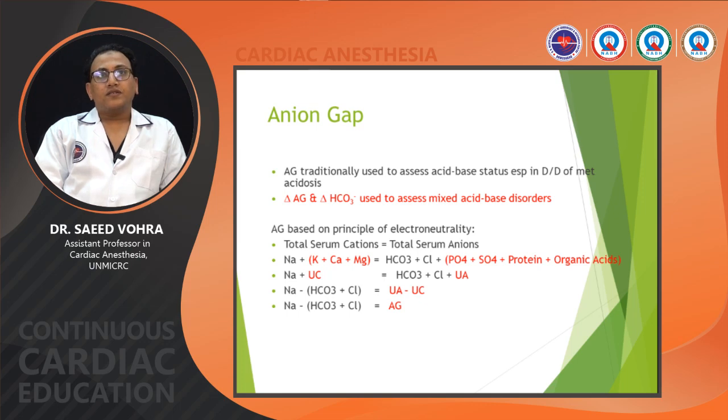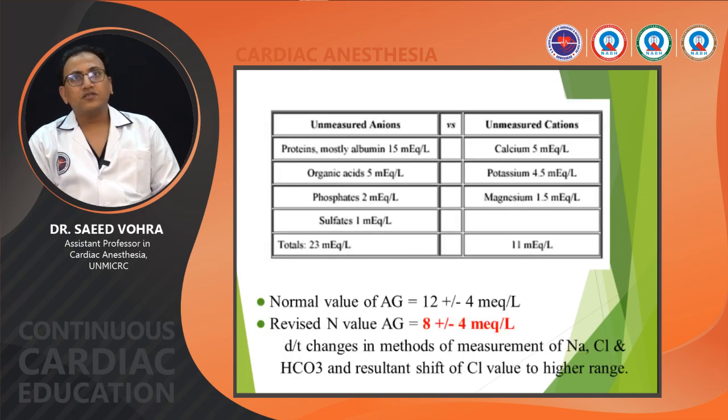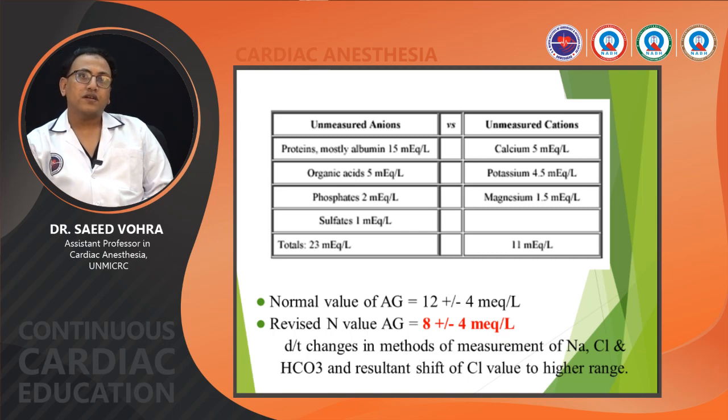Now, anion gap is traditionally used to assess acid-base status, especially in the differential diagnosis of metabolic acidosis. The change in anion gap and change in bicarbonate is used to assess mixed acid-base disorders. Anion gap is the difference between unmeasured anions and unmeasured cations, which is equal to sodium minus bicarbonate plus chloride. These are the lists of unmeasured anions versus unmeasured cations.